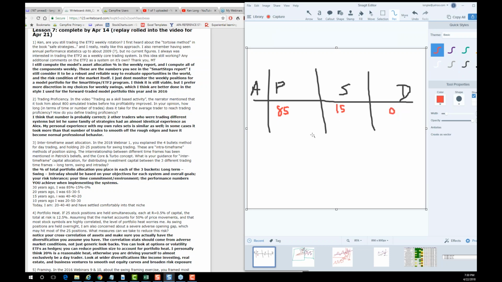So I was an active duty Army officer at the time. Ten years later, so this is 20 years ago probably, I had migrated to something like 65, 30, and 5. And then 5 years after that, 40, 40, 20. And then maybe 10 years ago, 20, 50, 30.